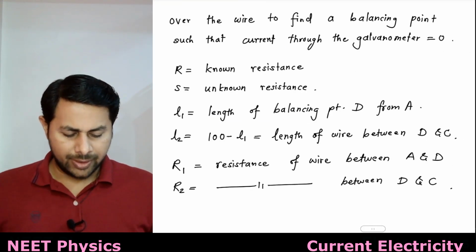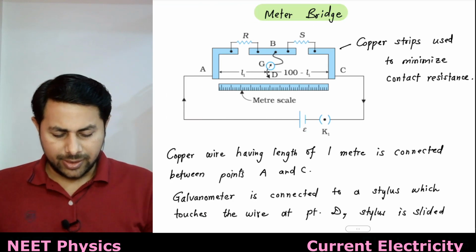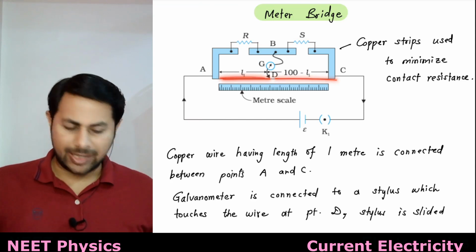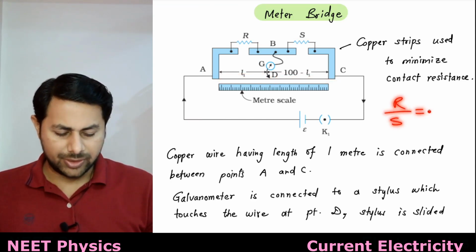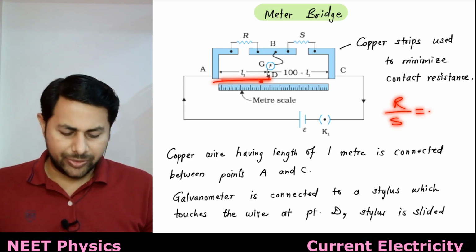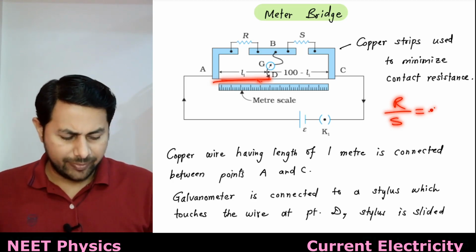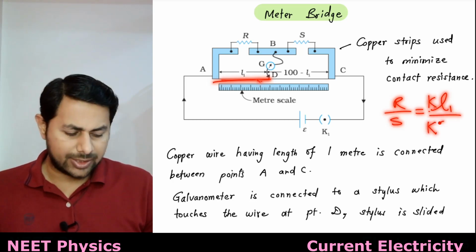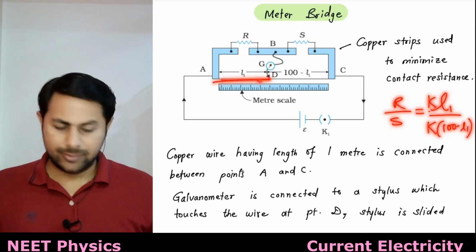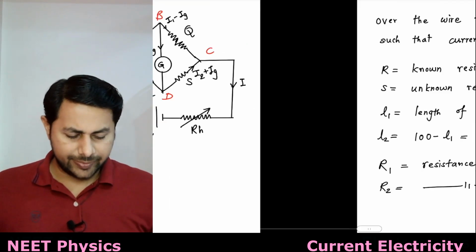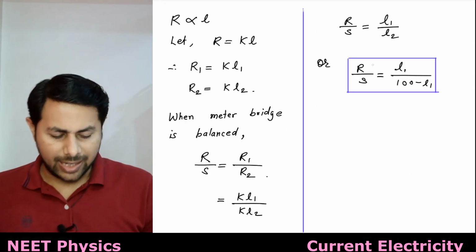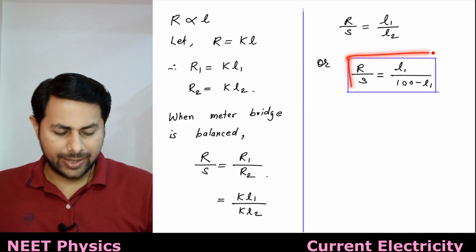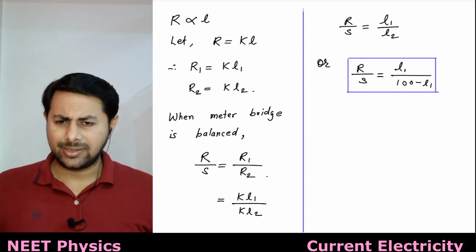Okay. And then what we can say is this resistance by this resistance is just equal to the resistance of this part of the wire divided by the resistance of this part of the wire. So R by S is equal to the resistance of the wire. We know it is directly proportional to length. That's why here we can write some constant times L1 divided by the same constant times 100 minus L1, right? So that constant will get cancelled, and what remains is R by S equal to L1 divided by 100 minus L1.